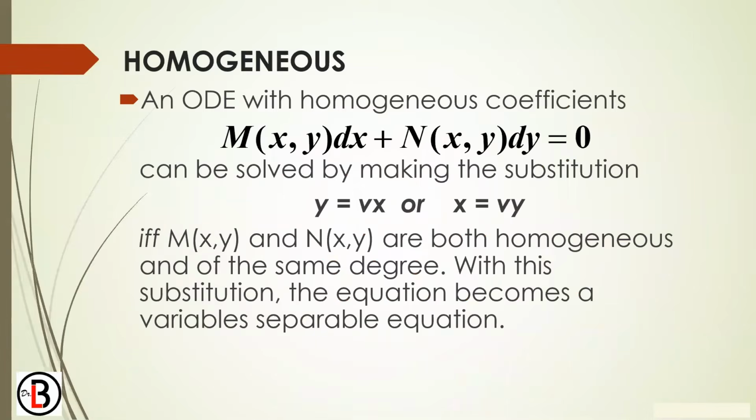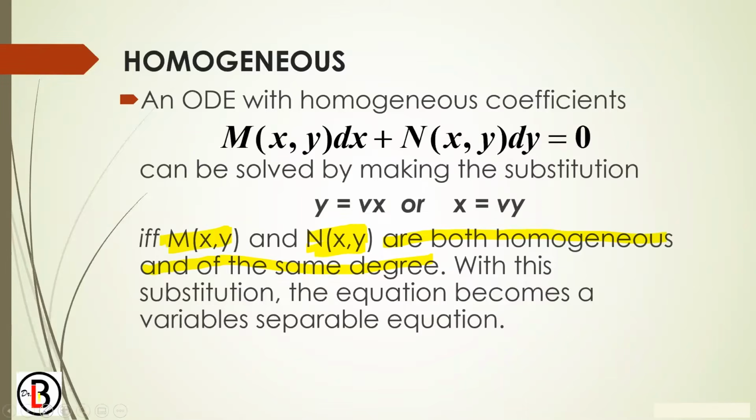So let's go to the definitions first. According to this one, an ordinary differential equation with homogeneous coefficients, written in the general form, so this one again is the general form, can be solved by making the substitution y equals vx or x equals vy if and only if the functions M and N are both homogeneous and of the same degree. So look at this: both homogeneous and of the same degree. Be careful with that. Otherwise, it will not work.